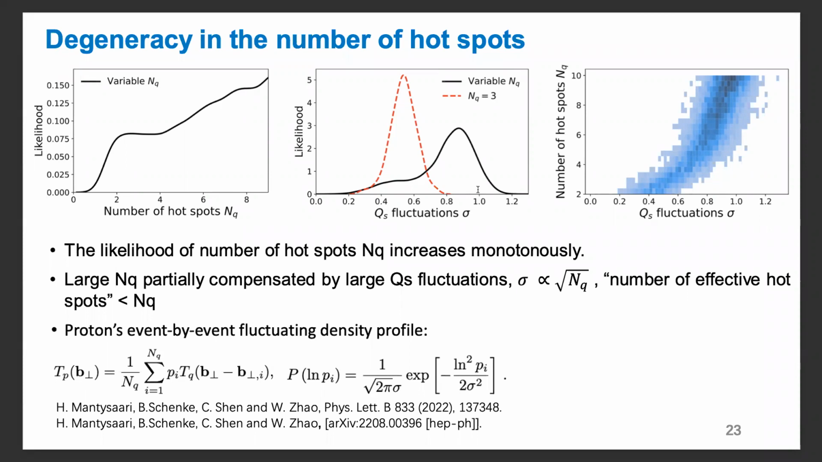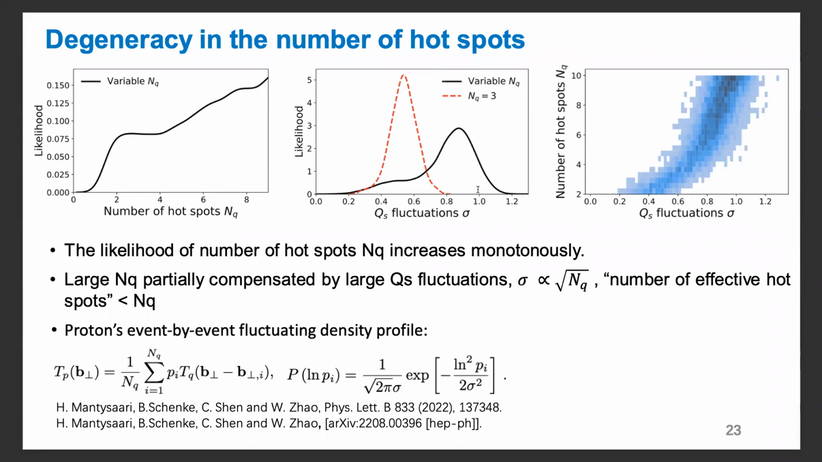In our model simulation, the proton's event-by-event fluctuations are calculated by this formula, which is the sum over each hotspot. Each hotspot has a relative weight p_i, sampled from a log-normal distribution with width sigma, which means a larger value of sigma will introduce larger fluctuations of each hotspot's contribution to the proton. So there is a strong correlation between the number of hotspots and the fluctuations.